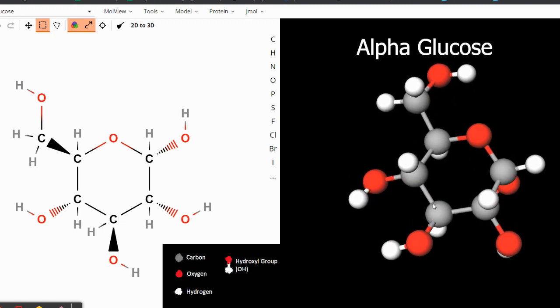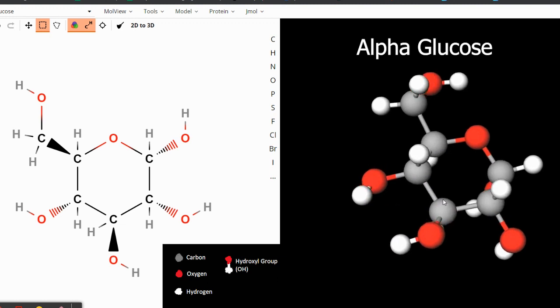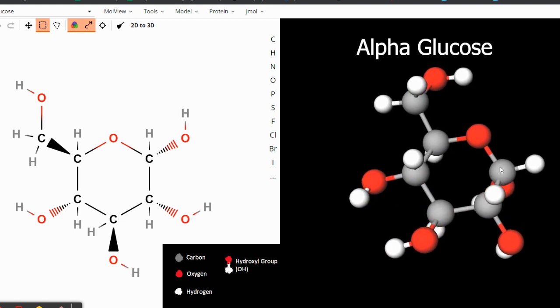In addition to the 6 carbon atoms, there are also 6 oxygen atoms colored in red and 12 hydrogen atoms colored in white. In this model, glucose is presented in a ring structure, which is why you can see 5 carbon atoms and an oxygen atom forming a ring. This is the oxygen atom that I had just mentioned.